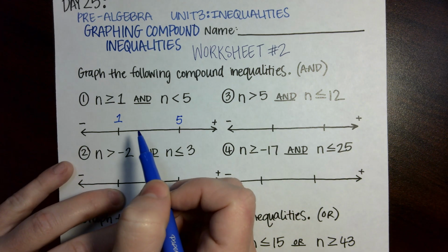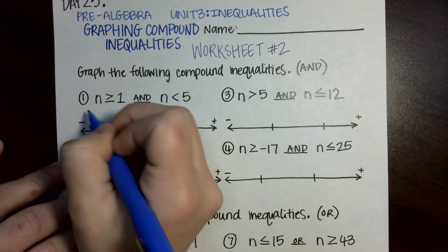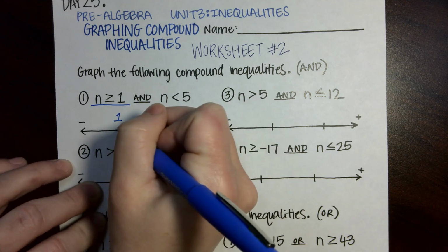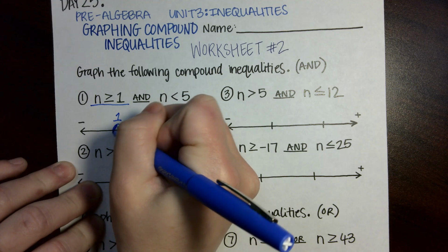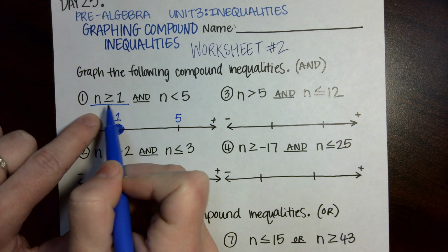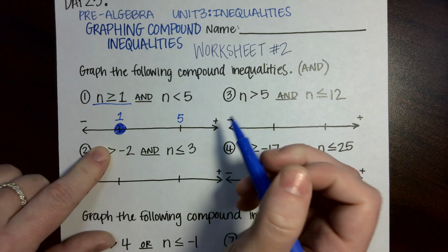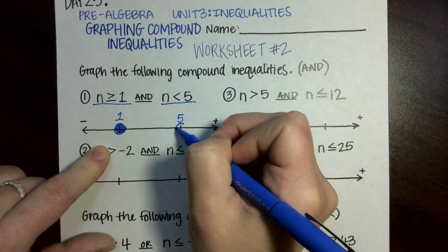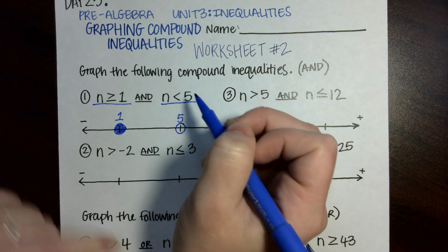Now let's decide whether our circles should be shaded or open. So we'll look at 1. I've got N is greater than or equal to 1. Is my circle going to stay open or do I shade it? Shade it. Why do I shade it? Yeah, because 1 is part of the solution. It says that N could be equal to 1, so we want to include it in our answer by shading it in. Now we're going to look at N is less than 5. Do I shade my circle or leave it open? Leave it open. Good. 5 is not included.